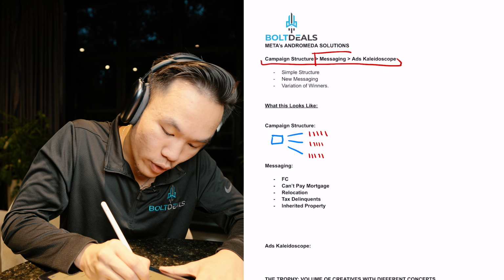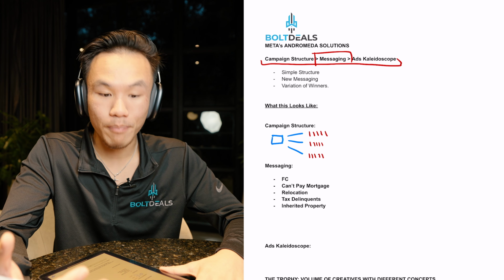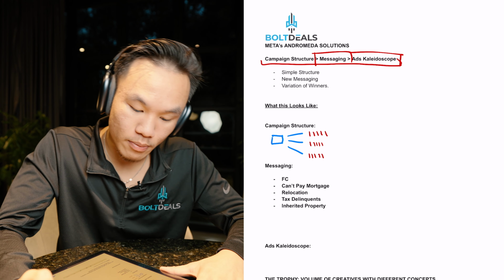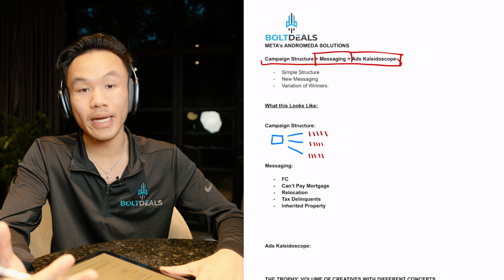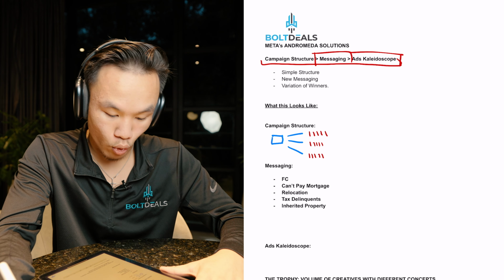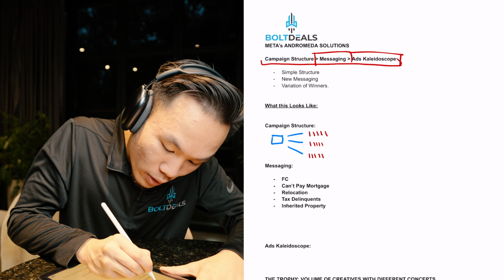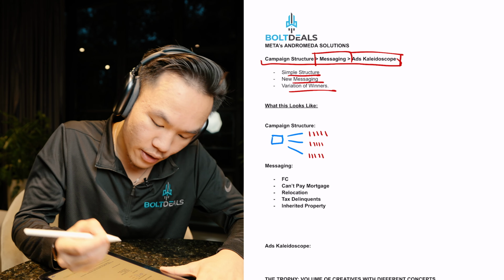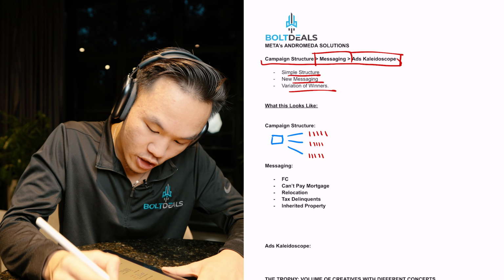Messaging, right? We just talked about this. Targeting specific motivations and pain points, and the ad kaleidoscope. Something I learned from Mosey that we take right now, and we're doing multiple variations in order to scale. So we want simple structure, new messaging, variation of winners. What this looks like in a nutshell.